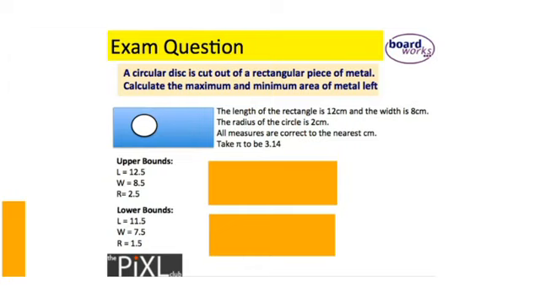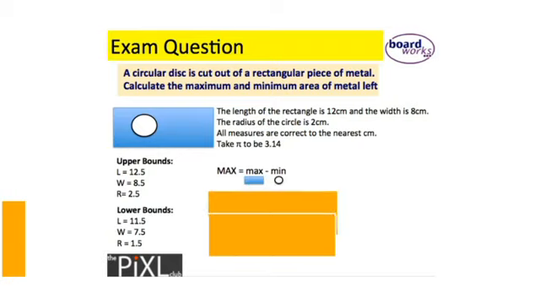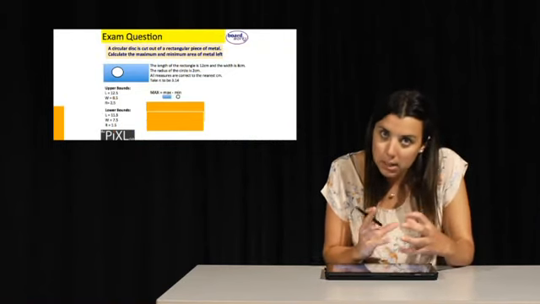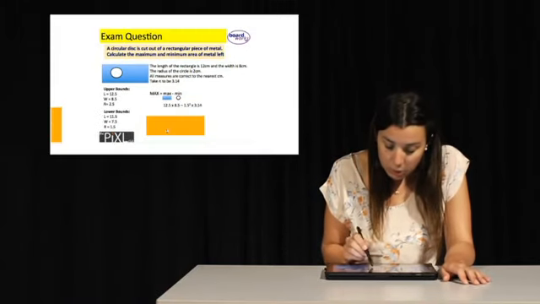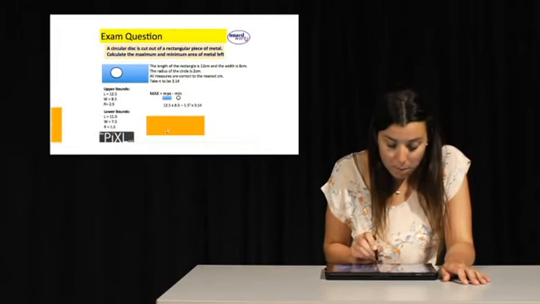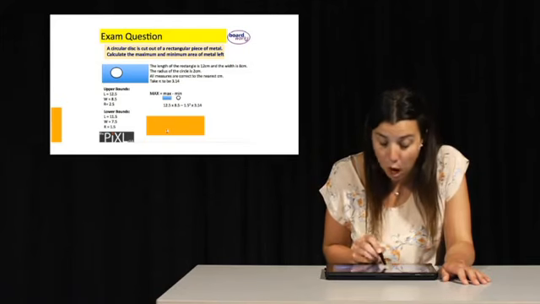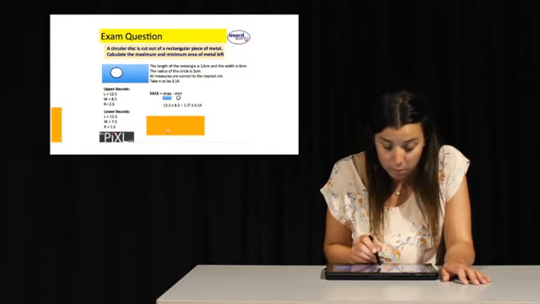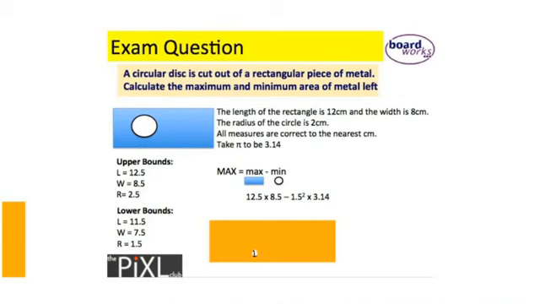Here, if we want to find the maximum, we're going to have the maximum area for the rectangle subtract the minimum area for the circle. And that's going to give us the biggest amount left over. So if we do that calculation, we're going to have the maximum for the rectangle. That means we need the upper bounds, 15.5 multiplied by 8.5. That's going to give our maximum area for the rectangle.